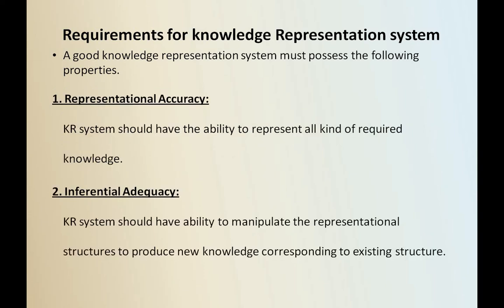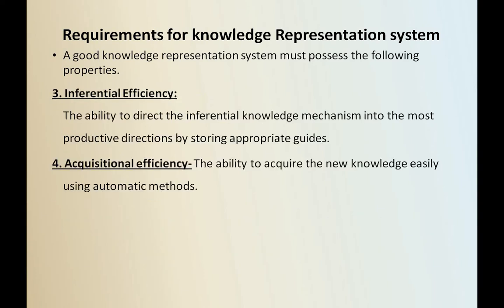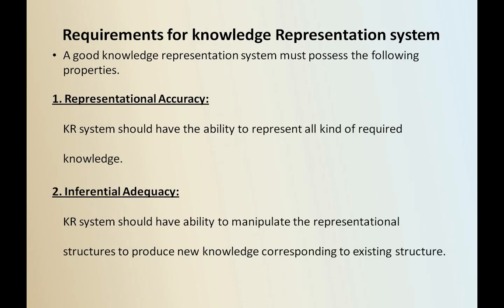So we have four different kinds of requirements for the KR system, or knowledge representation system. It should represent multiple kinds of knowledge, it should produce new knowledge from the existing knowledge, and whatever new knowledge it has produced should be highly efficient and more productive for forthcoming knowledge. And acquisitional efficiency means the ability to acquire new knowledge by using automatic methods as well as sophisticated methods. So these are the requirements of knowledge representation. In the coming videos, we will talk more about knowledge representation in artificial intelligence, the second unit of artificial intelligence.